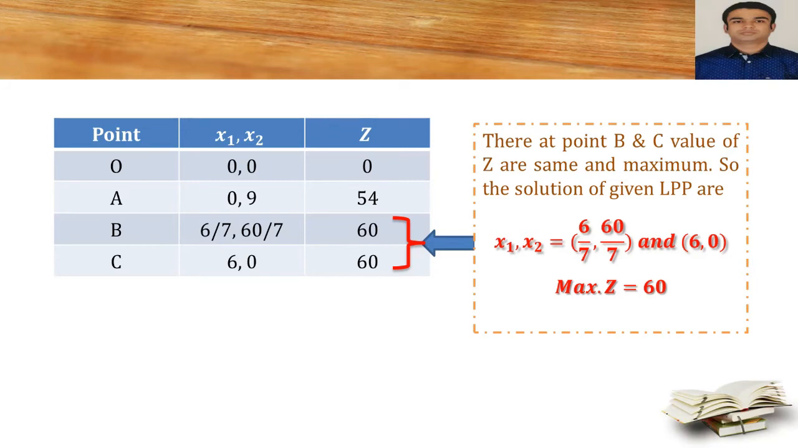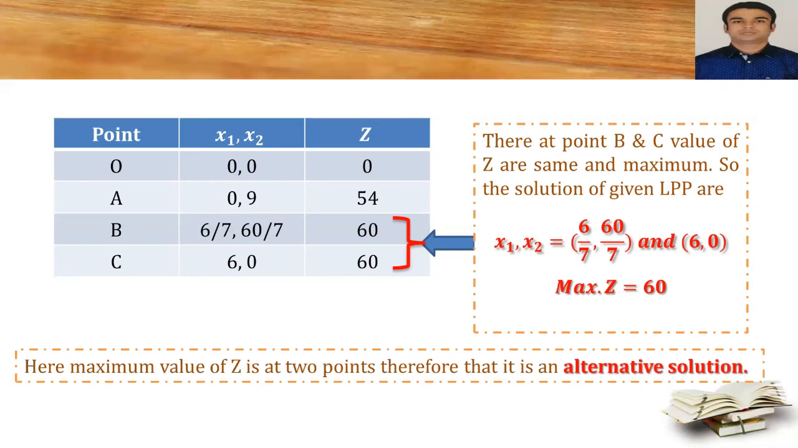If someone writes the solution for the point B, that means x1 and x2 equal to 6 by 7 and 60 by 7 and maximum Z equal to 60, this one is also right. And if someone writes the solution 6, 0, x1 and x2 is 6 and 0 and maximum Z is 60, then this one is also right.